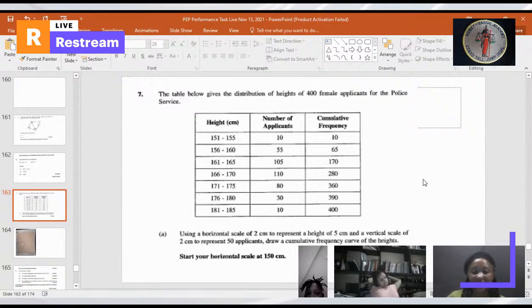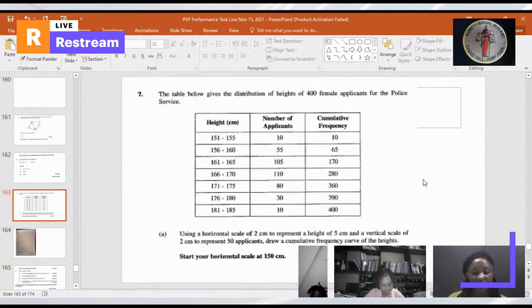So we add the 10 to that. That's how we get the 65 under the 10. And then we add the 105 to the 65, and we get 170. We add the 110 to 170, and we get 280. That's the pattern. So by the end of all of that, we have 400 in the cumulative frequency, which is correct because there were 400 applicants.